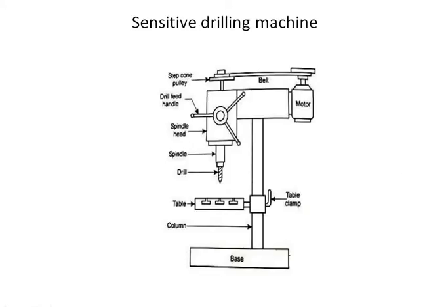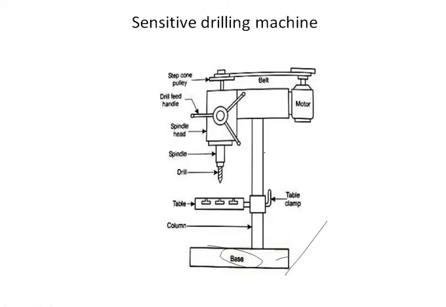See, in the sensitive drilling machine, you all can see the first part, the base. Always see that the base is the main foundation on which the whole machine is mounted. This machine is a small machine designed for drilling small holes at high speed in light jobs. The base of the machine is mounted on the floor.